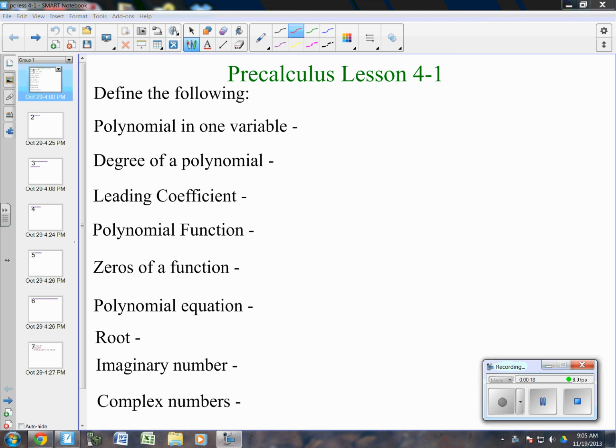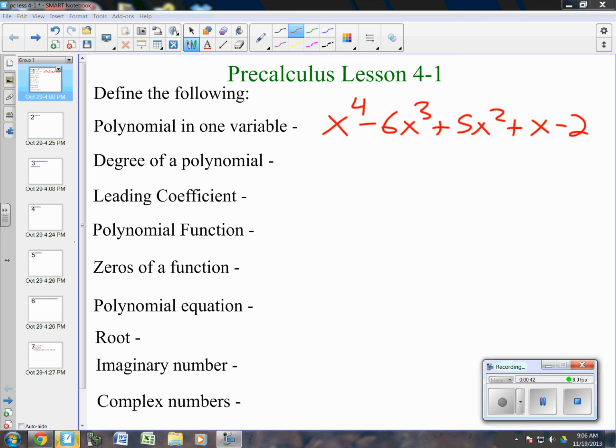That basically just means that you're going to have something like x to the fourth minus 6x to the third plus 5x squared plus x minus 2. The only variable there is x. There's not an x and a y variable. That's what we mean by a polynomial in one variable.